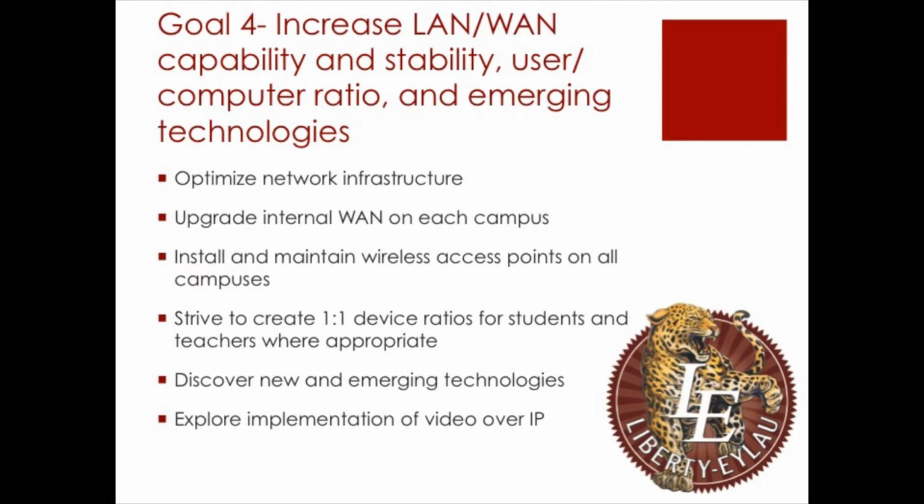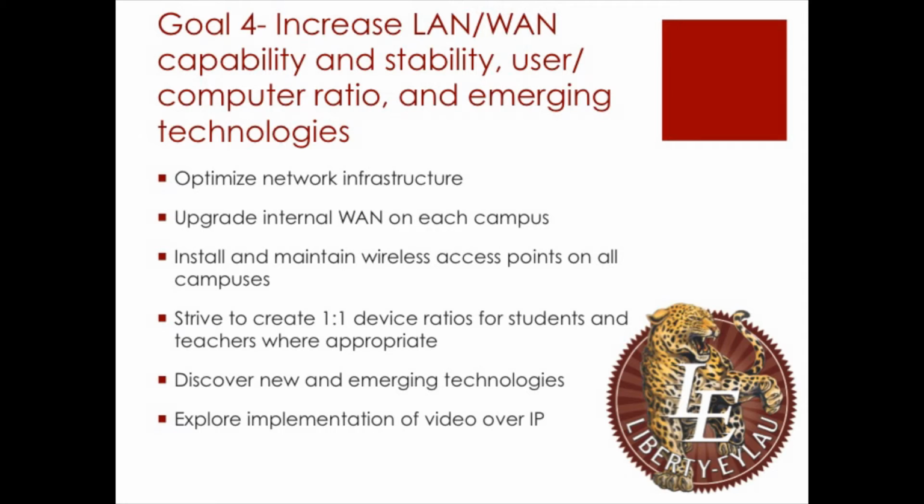The first thing, we want to optimize our network infrastructure and upgrade our internal wide area network on East Campus. We're doing that right now by ensuring that we have all of the up-to-date switches and putting everything on a rotation schedule so that everything works quickly. We want to install and maintain wireless access points on all campuses. We want to strive to create a one-to-one device ratio for students and teachers.